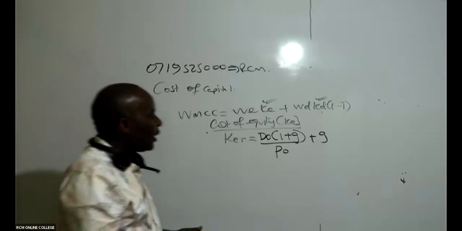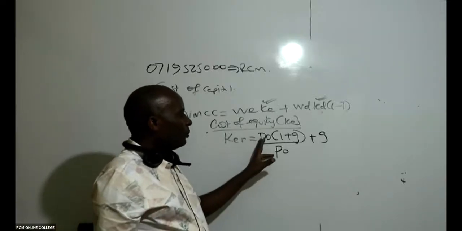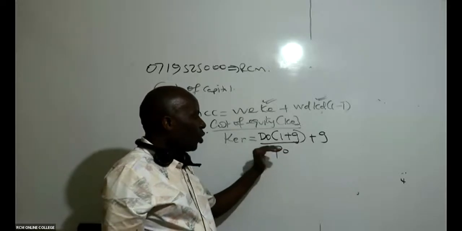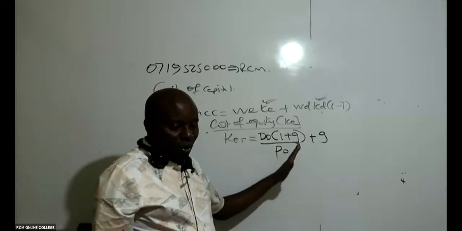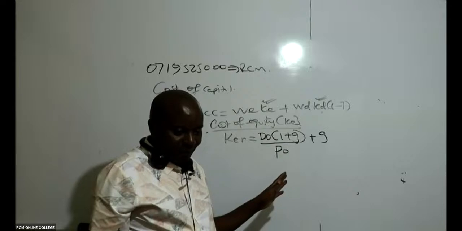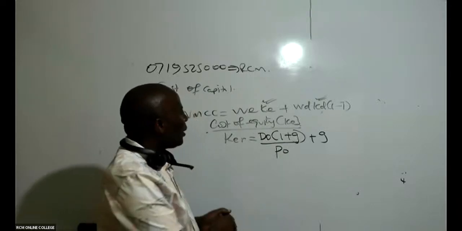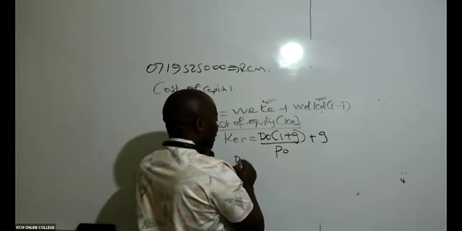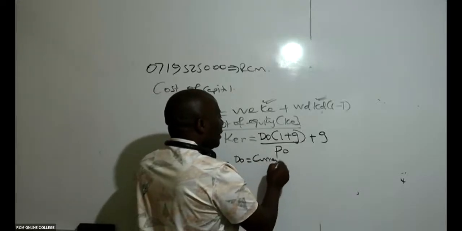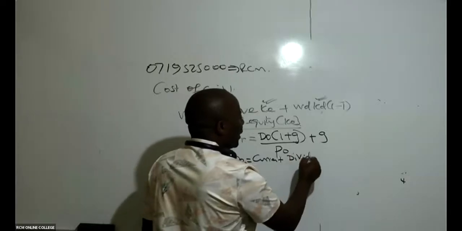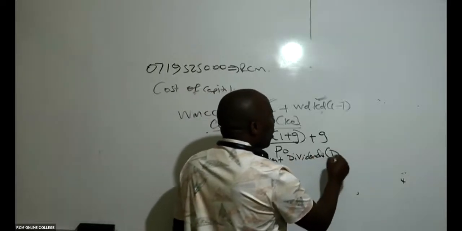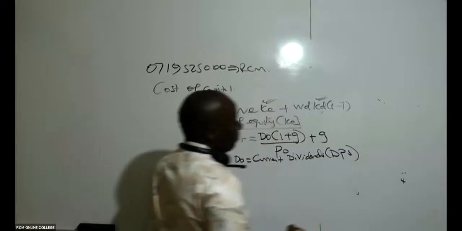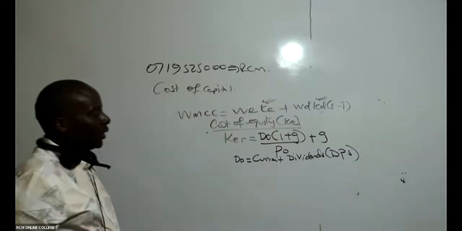Cost of equity retained earnings: you take D0 into 1 plus g, all over P0, plus what we call g. Remember that this D0 stands for the most recent dividends, the current dividends, what we call the DPS.